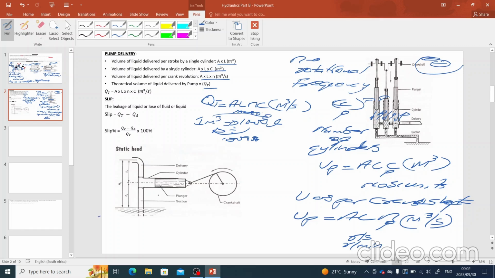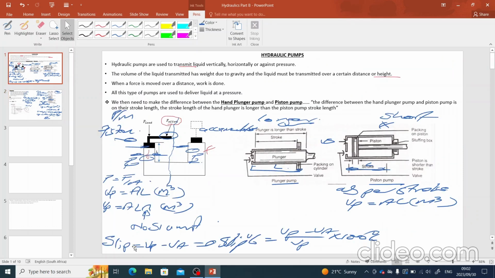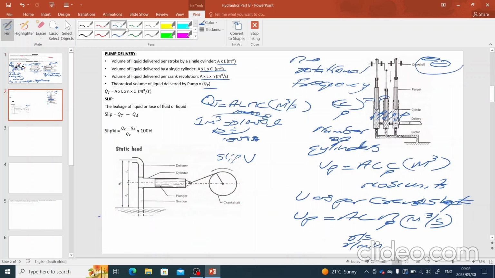Then we said in calculating the slip, like I've indicated earlier, this is the formula for calculating the slip, and this is the formula for the slip percentage. Now, if the flow rate is given, meaning the QT is given, you can calculate your slip using this formula.